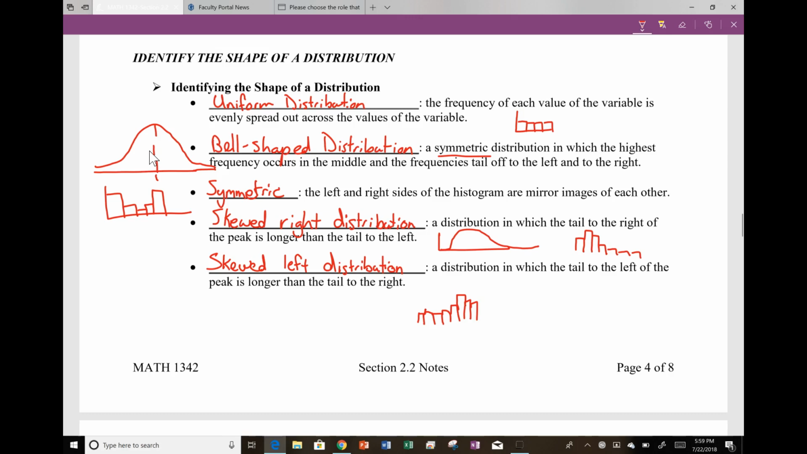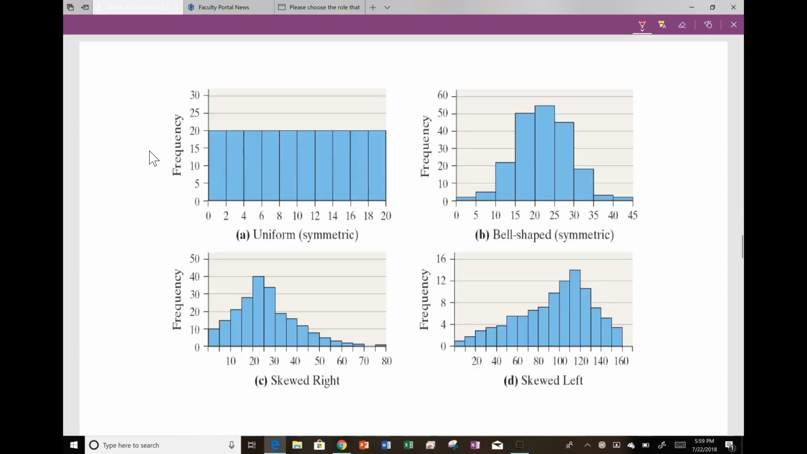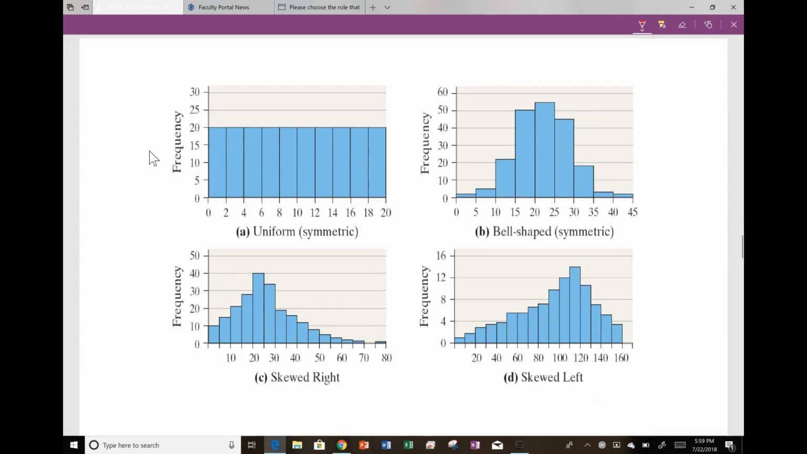So let's look at some actual examples of this. And here is our uniform distribution. Notice it is symmetric, because I can cut down the center and then fold this distribution over itself, and therefore it would be on top. It wouldn't be overlapping or anything of those lines. Now the bell-shaped, remember, is symmetric, so we have symmetric down here, but the tallest frequencies are in the center where you have your lower frequencies on either side.